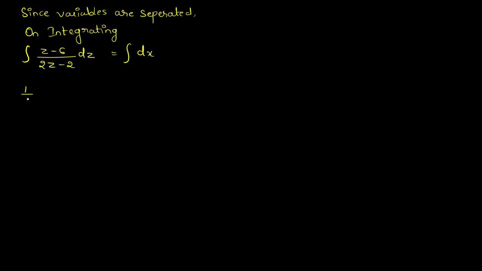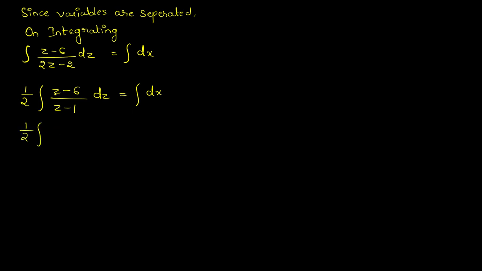So that becomes 1 over 2 common, integral of (z minus 6) divided by (z minus 1) dz, that equals integral of dx. Now we have to integrate this, but we don't have any form where we can apply the integration directly, so we need to simplify. You can see that z and z are the same in the numerator and denominator, but if we can make minus 6 as minus 1 by doing something to the numerator, then we can cancel one term.